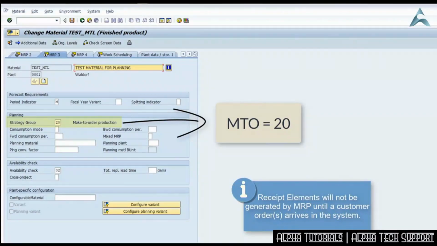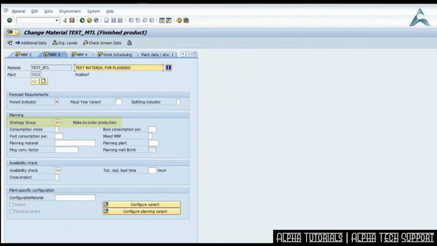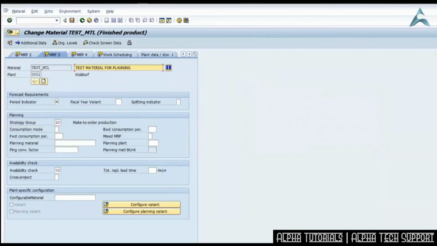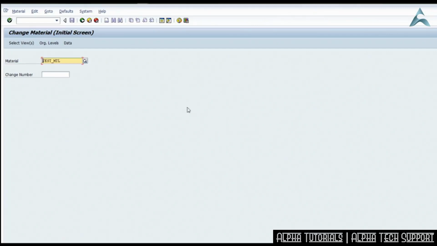And because this is using firm customer orders as the trigger for production, we will not need any consumption parameters. The consumption parameters are only necessary if you have forecast that needs to be consumed. And in this example, make to order does not use a forecast. In fact, once the strategy group is set to 20, you will not be able to load a forecast at all. The system recognizes that that does not make sense for that material if it is planned under a strategy group of 20. So with that set, there are no further parameters that we need to set in terms of demand planning. Saving that material change.